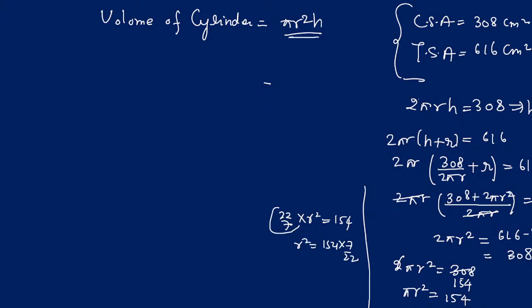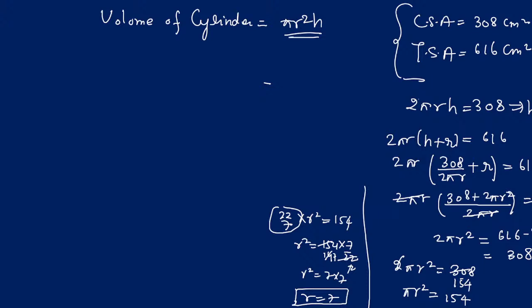Brother, 22 by 7 when it goes from the LHS to the RHS becomes a reciprocal. And we will divide: 11 2s are 22, 11 1s are 11, 11 4s are 44, 2 1s are 2, 2 7s are 14. R square equals 7 into 7 and r equals 7. The radius of this cylinder is 7 centimeter.